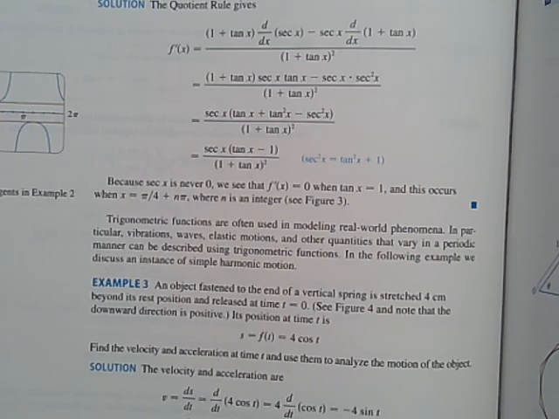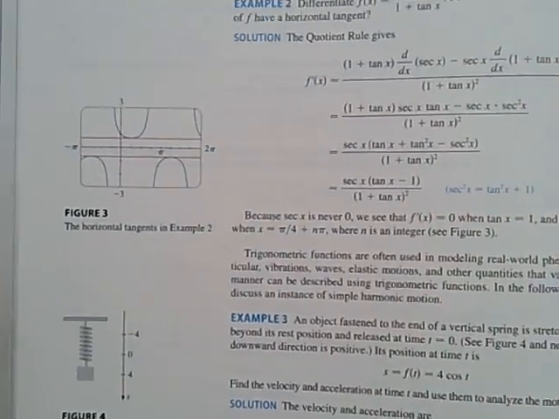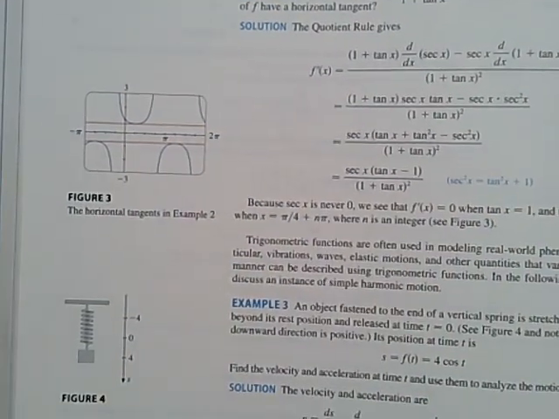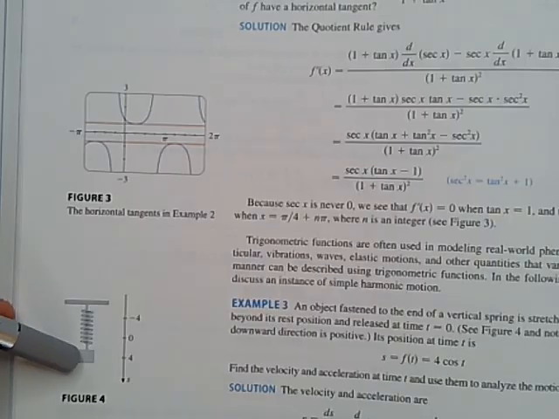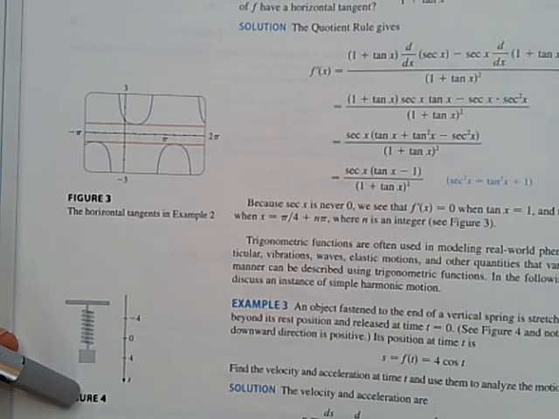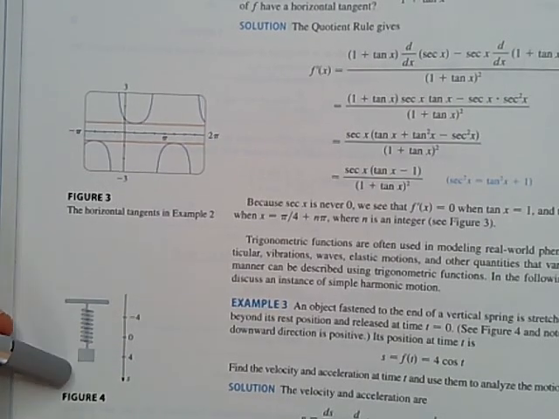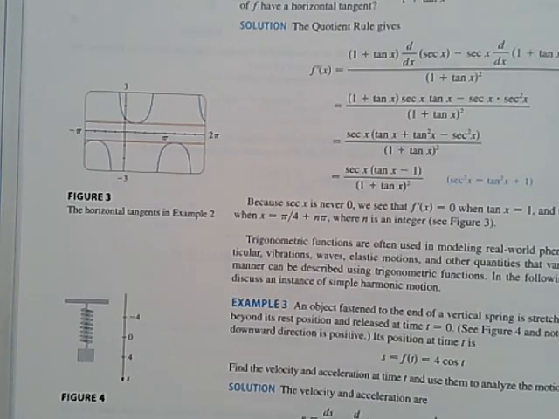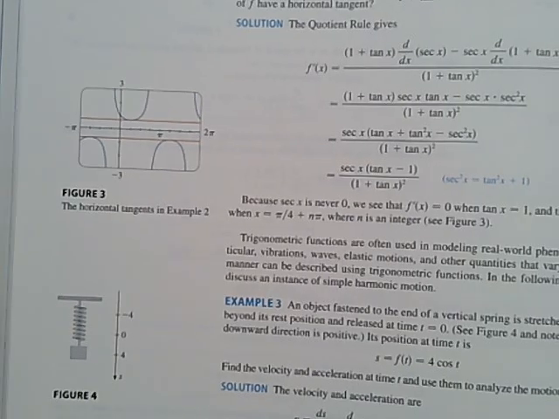All right, so it says use them to analyze the motion of the object, but I'm just simply going to find the velocity and acceleration. So here's the picture. I didn't realize I didn't have the picture on the screen. So you pull that weight down and let go, and then it starts going up, down, up, down. Its motion will give you a graph of the function 4 cosine t. Okay, so let's have a whack.